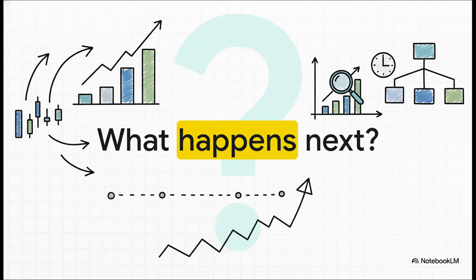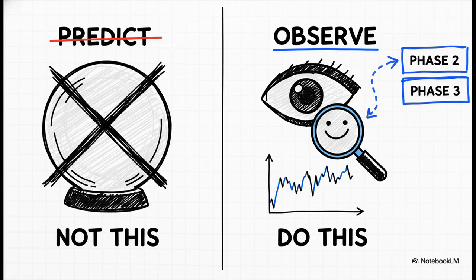So all of this brings us to the most natural question of all. What happens next? It's really important to understand that this model is designed to observe, not to predict. The next phase of the cycle, whether that ends up being phase 2 or phase 3, well, that will be determined only by the market's actual price movement. We simply get to watch and document what happens next.